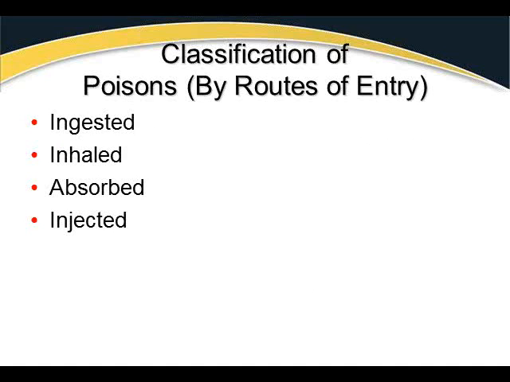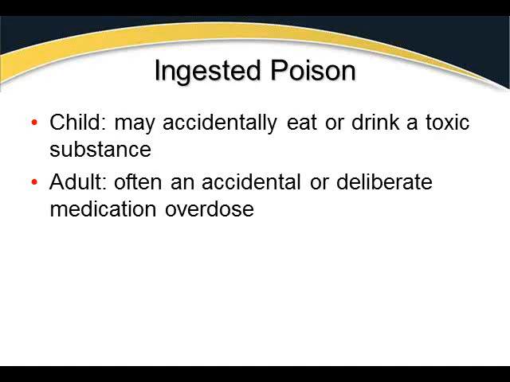So the four major classifications of entry route for poisons: ingested, inhaled, absorbed, and injected. So ingested means that we ate it or drank it. Inhaled is we basically snorted it or sucked it into our lungs. Absorbed means it came through our skin or one of our mucous membranes, and injected means something pierced through the skin, like a needle or a thorn or a stinger has pierced the skin and put poison into the body tissues.